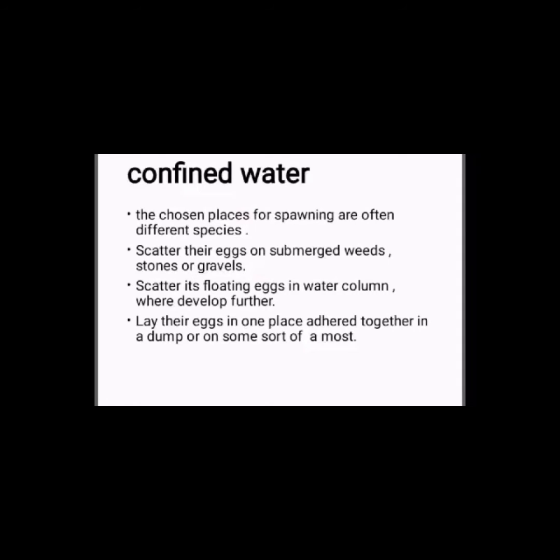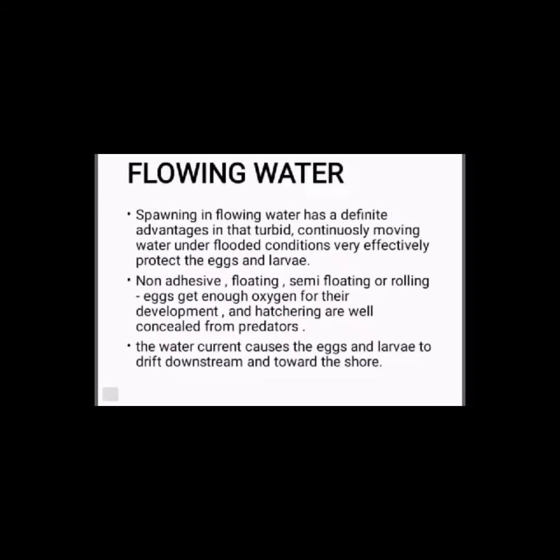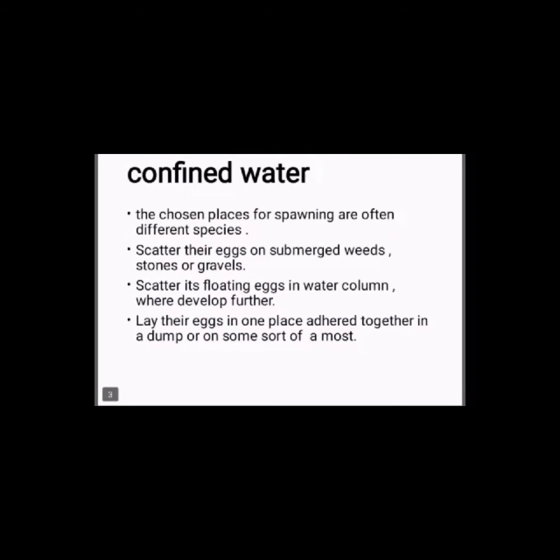We have different types of spawning. Place of propagation: we have three types of place of propagation for spawning of the fish. This is the confined water, flowing water, and the third one is the spawning in freshly inundated areas. So we will tackle first the confined water.